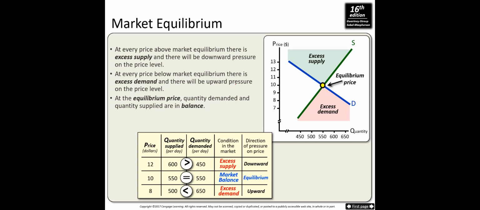At every price above the market equilibrium, there is an excess supply and there will be downward pressure on the price. At every price below market equilibrium, there is an excess demand and there will be upward pressure on the price. At the equilibrium price, quantity demanded and quantity supplied are in balance.